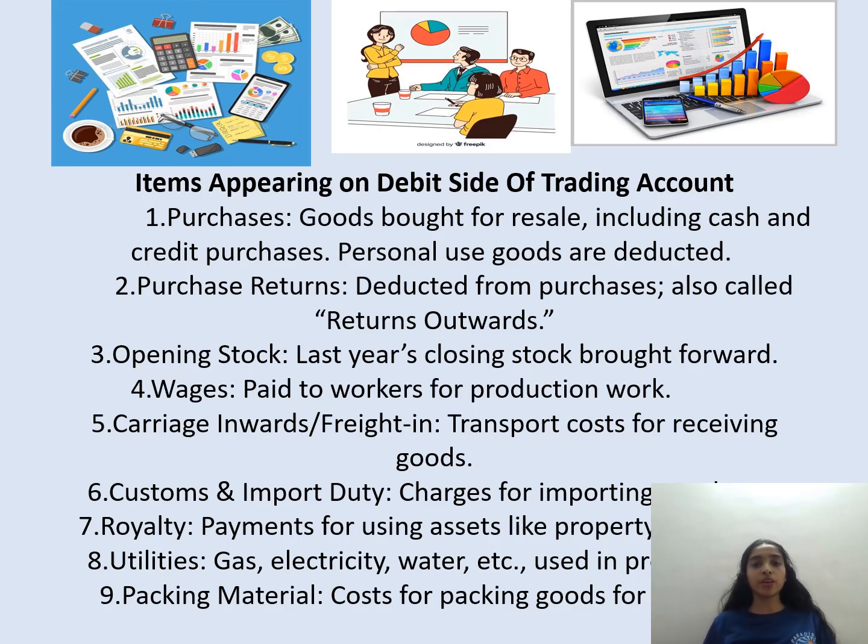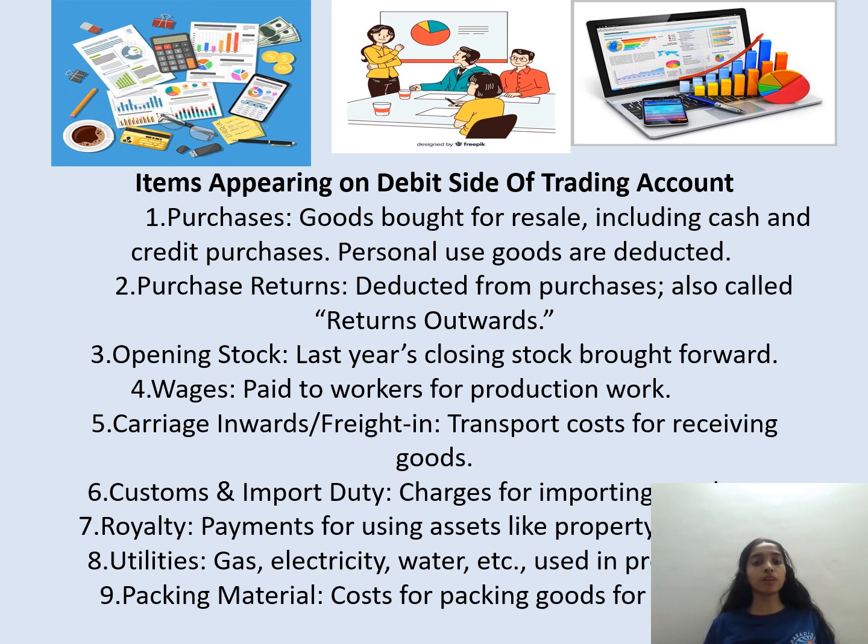Items appearing on the debit side of the trading account. First is purchases. Goods purchased by a business organization for the purpose of its resale are shown on the debit side of the trading account as purchases. Goods bought on cash payment as well as credit basis are included under the head purchases. Goods taken out for the personal use of the proprietors of the organization are debited to their drawing account and reduced from the purchases. Second is purchase return.